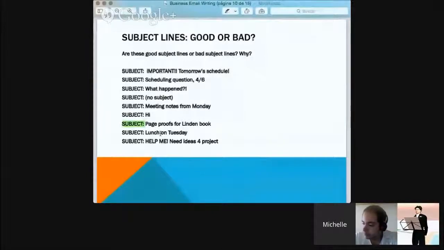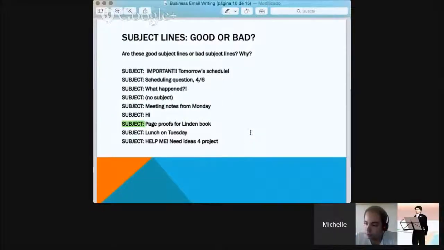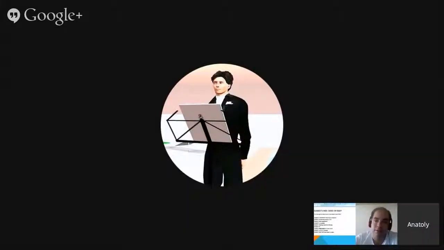Yeah. Exactly. Okay. So Anatoly, could you read the next one? Page proofs for Linden book. Okay. Do you know what page proofs are? Page, I know, proofs not sure. Yeah, so this is actually a technical term in the publishing industry. If you're going to publish a book, before you send it out to the press, you have to make page proofs, which are exact PDFs of what the book is going to look like, and everyone has to sign them off and approve them before they go out. So that's what a page proof is. It's kind of a technical term.